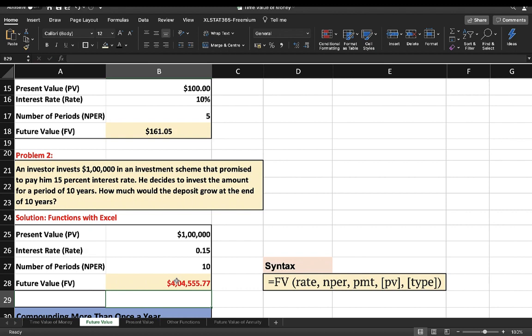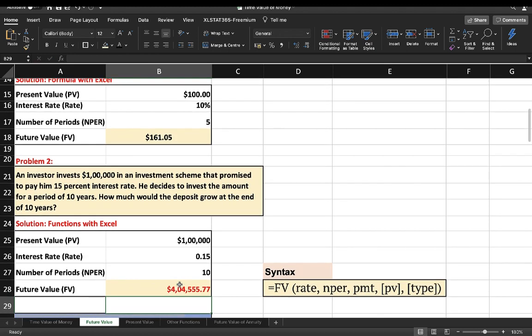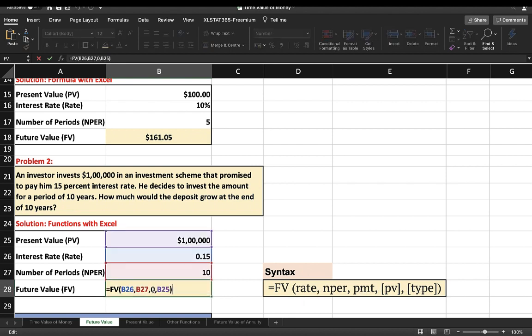This is the answer. While applying the functions in Excel, you have to keep certain things in mind. Here I have taken rate in decimals, so you will take the rate in decimals, not in percentage. Here in this syntax you see PMT. I have taken this PMT as 0. It is the equal payment in each period, but here we have to keep it 0 in this function.